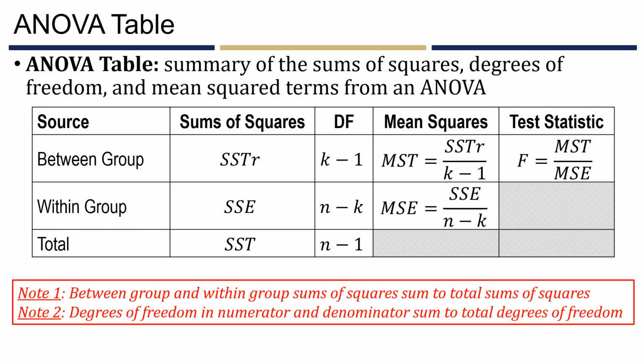If we then take the sums of squares and divide by their respective degrees of freedom, we get our mean squared terms. MST is SSTR divided by k minus 1, and MSE is the SSE divided by n minus k. In the final column, we then have our test statistic. The MST divided by the MSE gives us our F statistic, which has k minus 1 degrees of freedom in the numerator and n minus k degrees of freedom in the denominator.